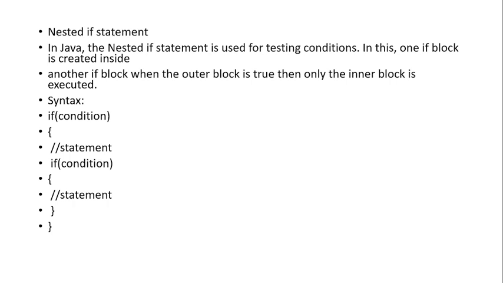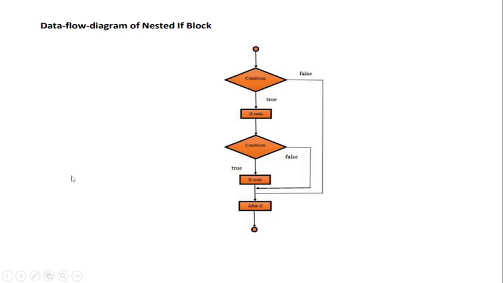Okay, so you can see the syntax. There will be two if conditions here. Here there is an if condition and here there is an if condition. And this is known as nested if conditions, right? So you can see the data flow diagram of the nested if block.